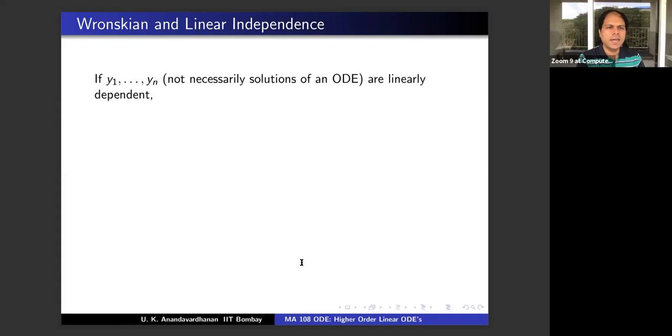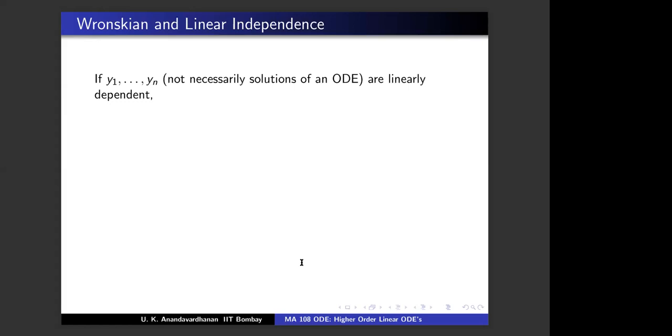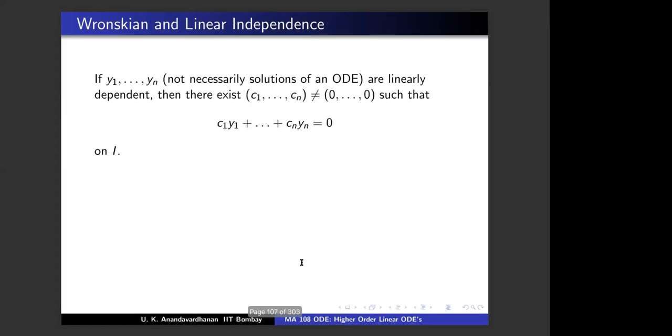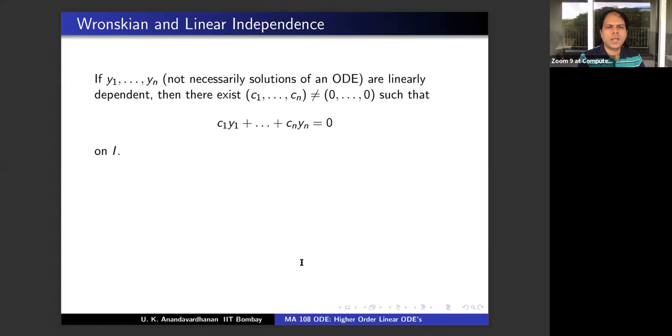If these are linearly dependent, then what can you say? There exist coefficients C1, etc., Cn such that C1 y1 plus, etc., plus Cn yn is zero. And what is the most important property of the coefficients C1, etc., Cn? Not all are zero, such that this is zero throughout your interval of definition. Wherever you are considering your functions, this is zero throughout.